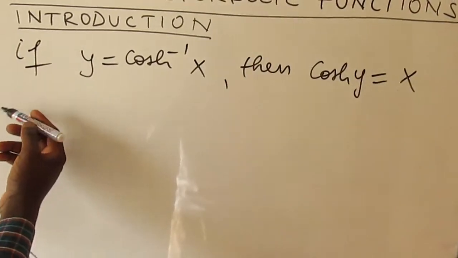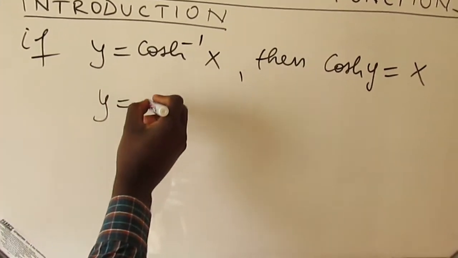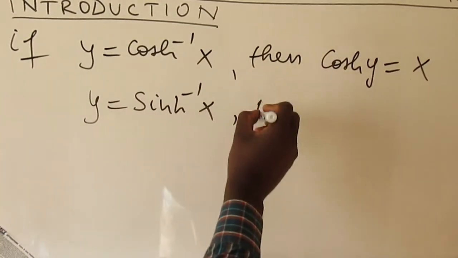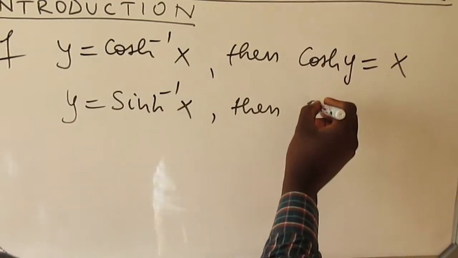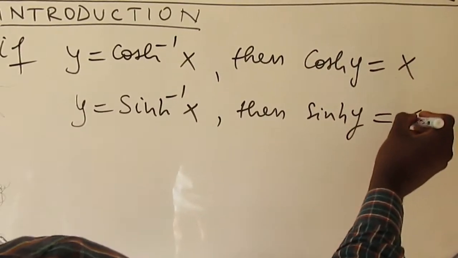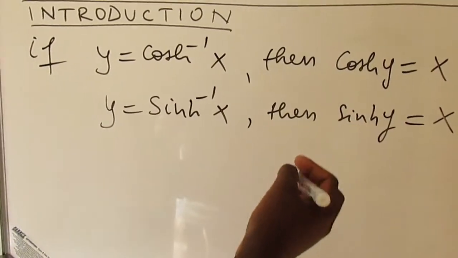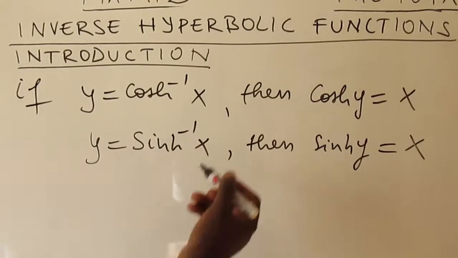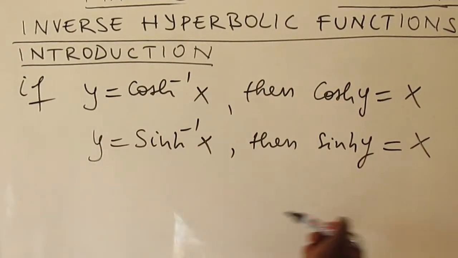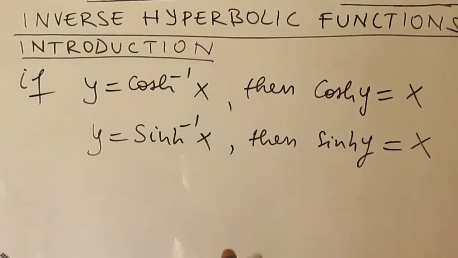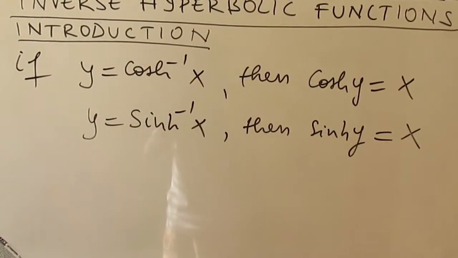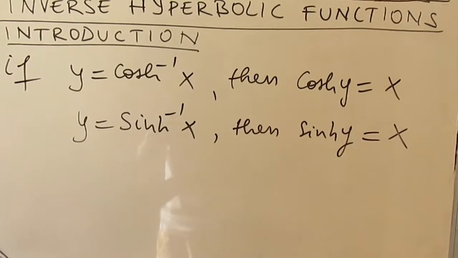And similarly with sinh, if y equals arc sinh of x, then sinh of y is going to be equal to x. This is just an introduction. You have to know these rules, okay? And this is also applicable for trigonometric functions. Don't forget this. You need to know these things, it's going to help you while you're calculating the angles.